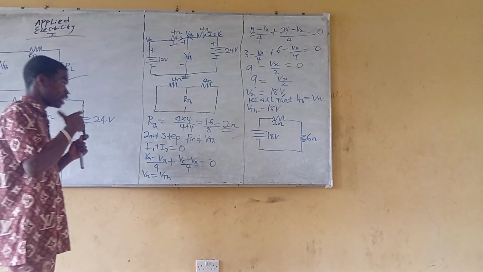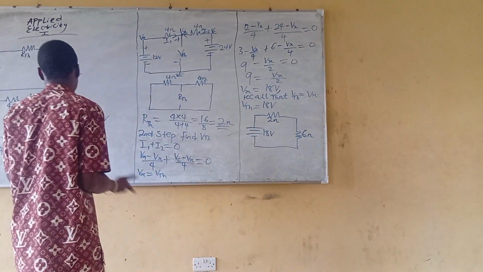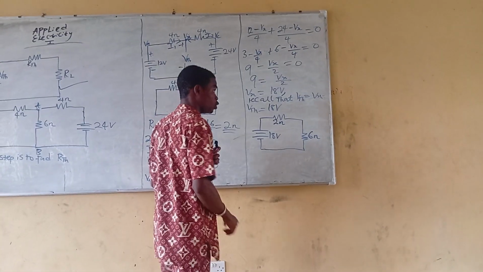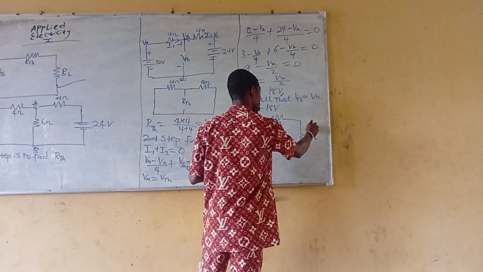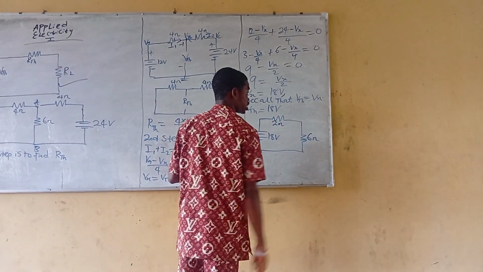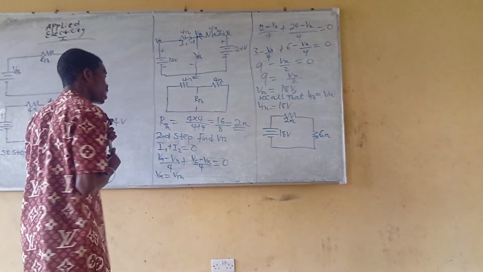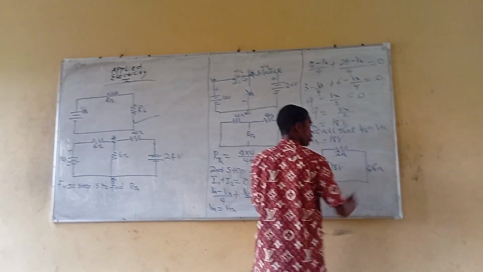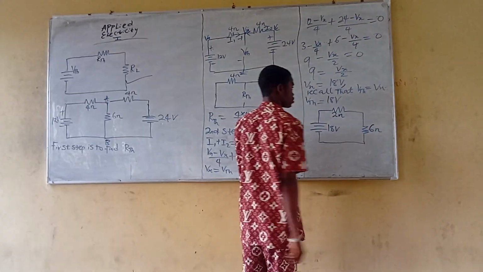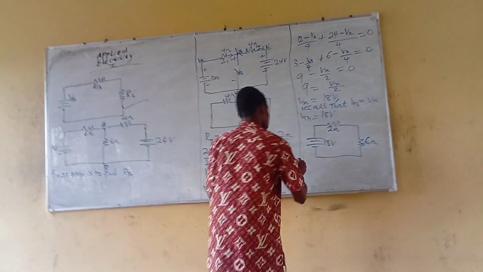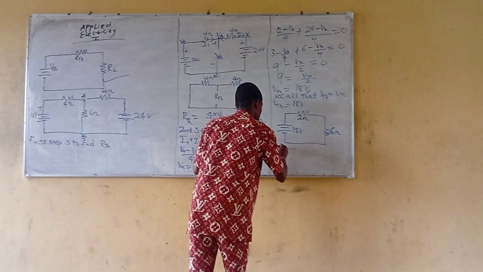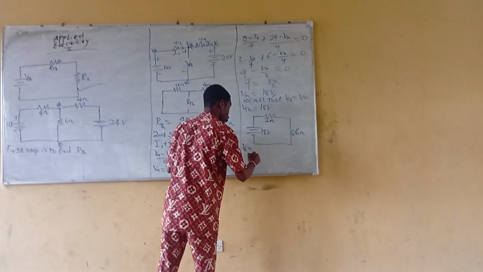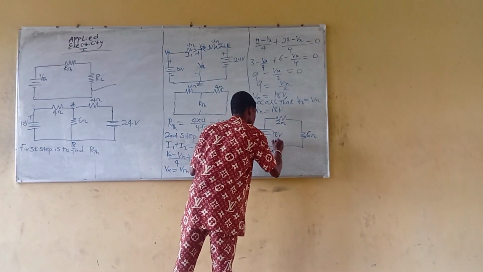Now we can find the voltage too, but the question here says that we should find the current flowing through the load resistance. This is the load resistance, right? Now we are going to apply the voltage divider to solve for the voltage here. So applying the voltage divider, that's voltage VL. The VL voltage is going to be equal to 6 times the total voltage.